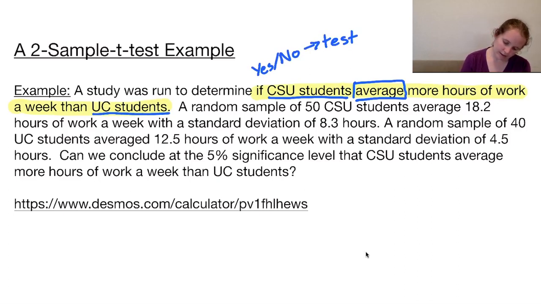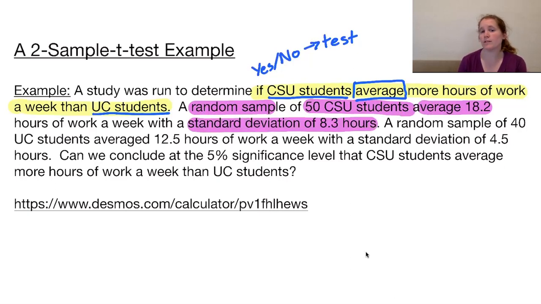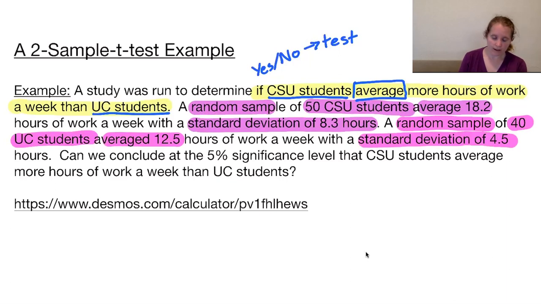We have a random sample of CSU students. They had an average of 18.2 with a standard deviation of 8.3 hours. So that all is from our random sample of CSU students. Then we also have a random sample of 40 UC students with an average of 12.5 and a standard deviation of 4.5. Other significant information we need is that we are looking at the 5% significance level.